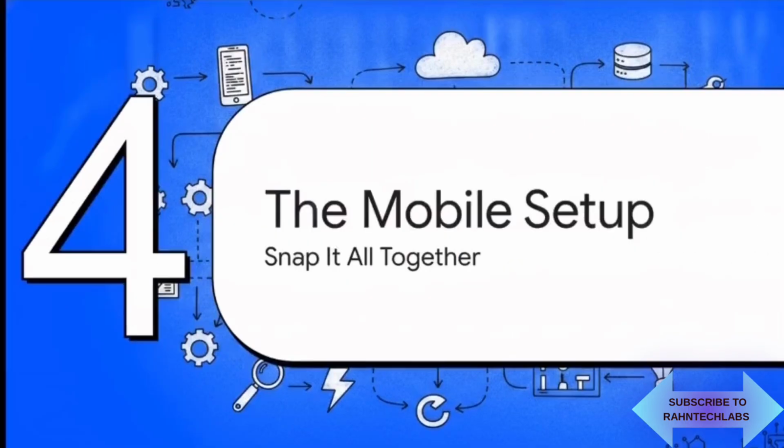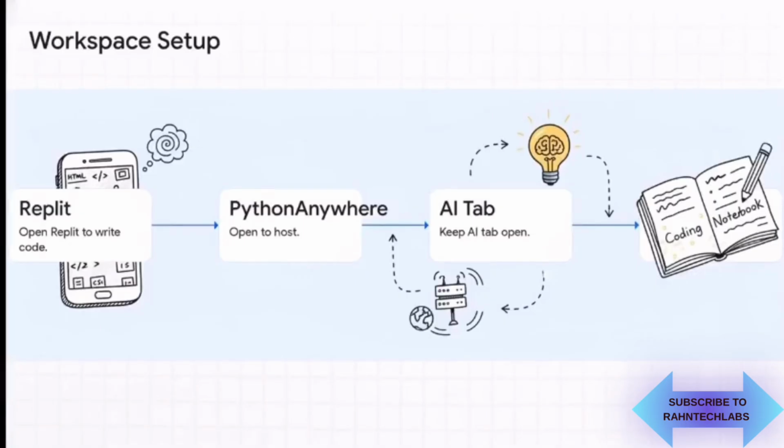All right, section 4, the mobile coding setup. Let's snap it all together. Actually, setting up your mobile workspace takes literally seconds. It's just 4 simple steps. Step 1, open Replit in your mobile browser. That's where you'll write your HTML, CSS, and Python.